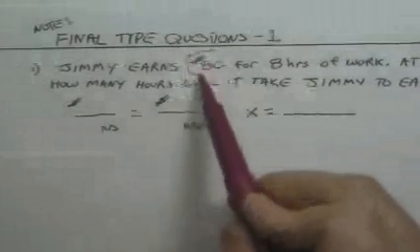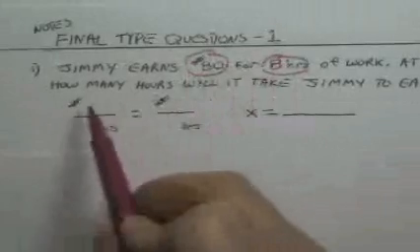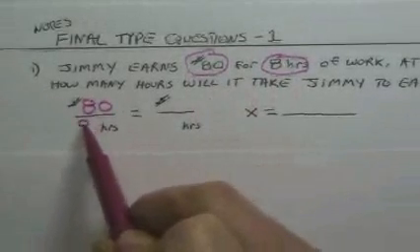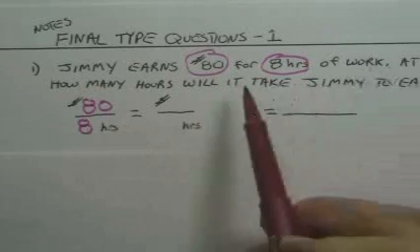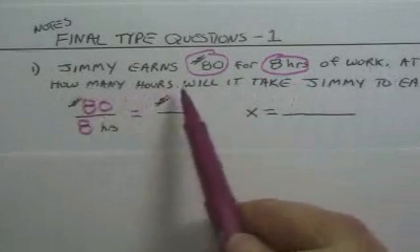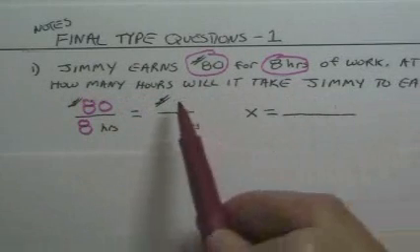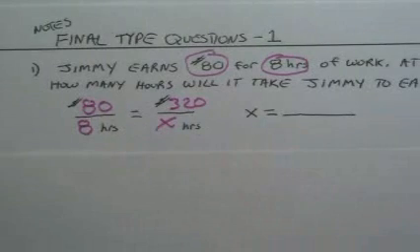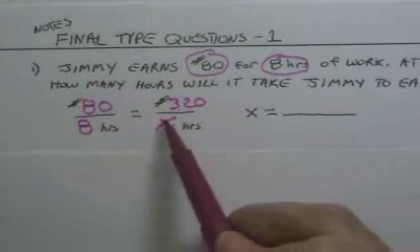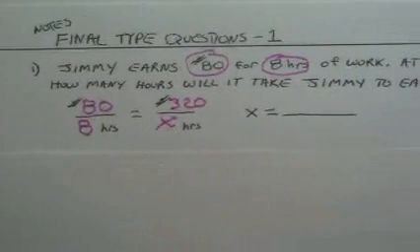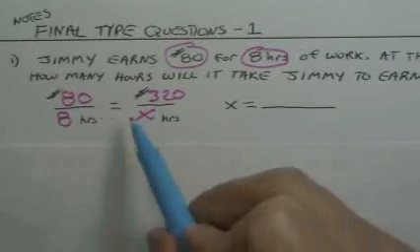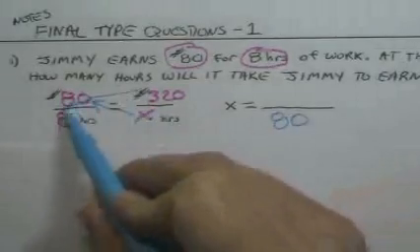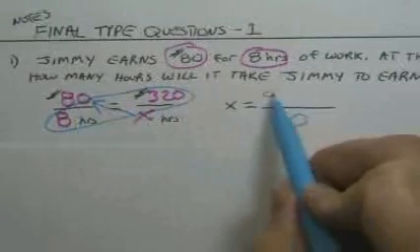So setting it up, we have $80 for 8 hours of work. And also, how many hours will it take Jimmy to earn $320? So $320 takes how many hours? Now we need to solve for x. If you remember, the one diagonal of x goes on the bottom, and the other two go on top.